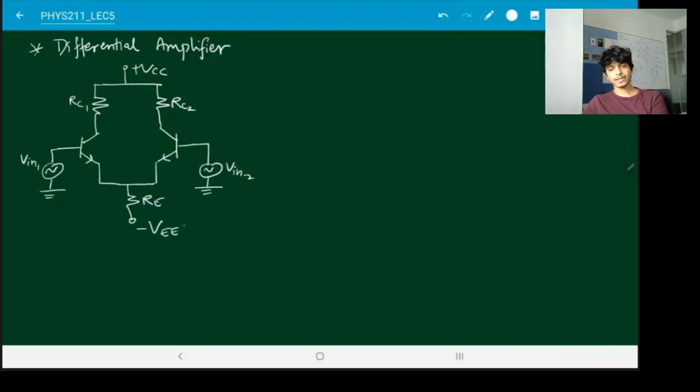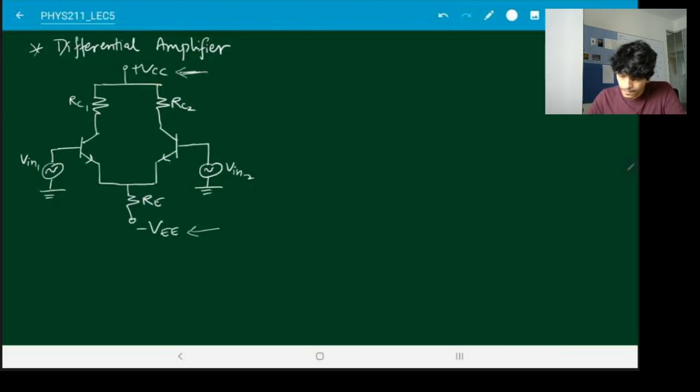So think of it as two transistor circuits stuck to each other, facing each other in a symmetric manner. There are two inputs now, Vin1, Vin2. There are two sources of biasing. So there is the VCC over here, and there is a negative minus VEE over here.